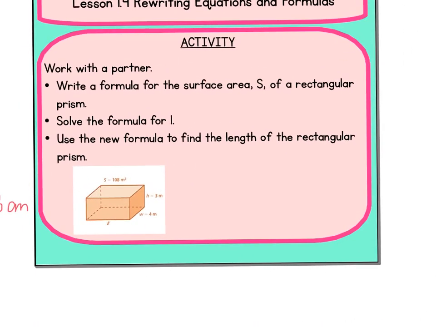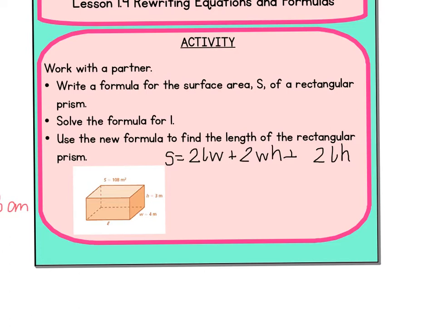So now we come over here, and we actually have a longer formula that we need to use in order to find the surface area of a rectangular prism. So we have the surface area equals 2 times the length times the width plus 2 times the width times the height plus 2 times the length times the height. It doesn't matter what order you present those in.